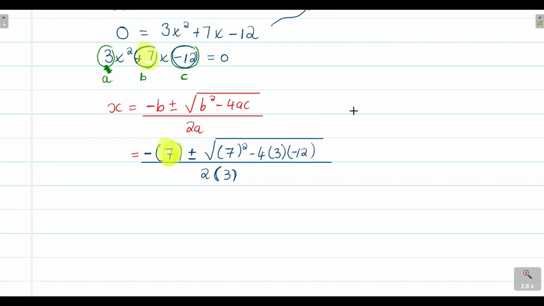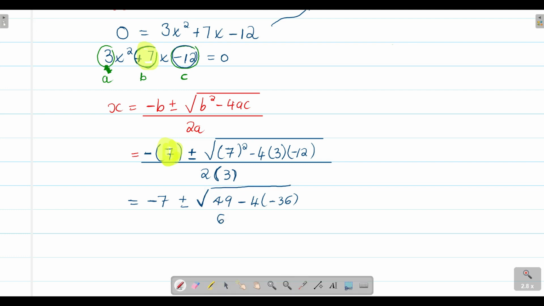All that we need to do is either use your brain or your calculator to simplify the right hand side. So negative 7, plus or minus the square root of 7 squared, which is 49. Then you've got 3 times negative 12, which is going to be negative 36. So it's going to be minus 4 times negative 36, all under the square root. And then 2 times 3 is 6. So you can now simplify that further.